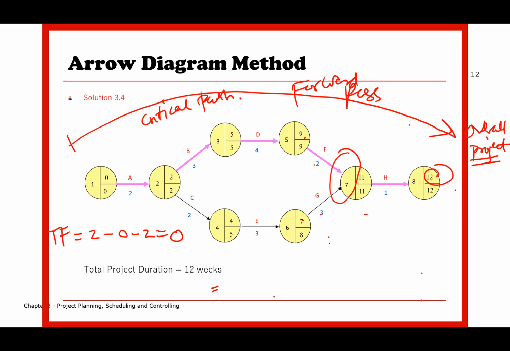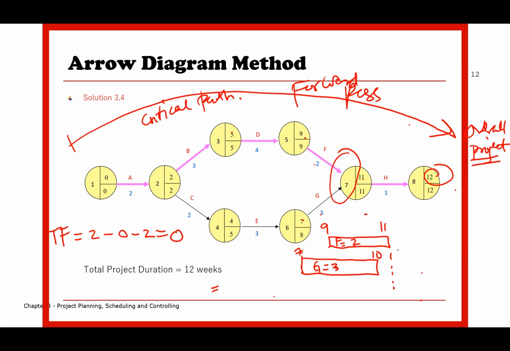you notice that this is activity F. Let's say activity F starts at day 9, and then 2 days, 9 plus 2, finishes at 11 days. And then there is another activity. We call it activity G. This is F. This is G. G starts at day 7, much earlier. 7 plus 3 is equivalent to 10.